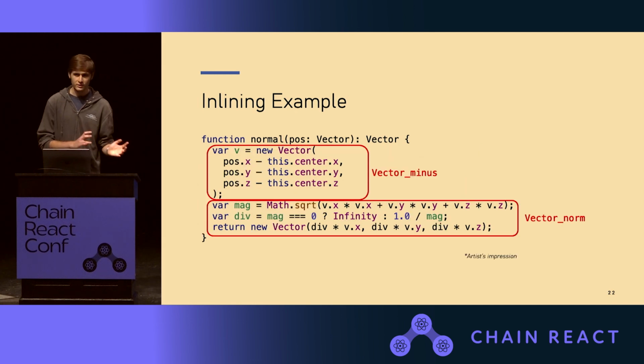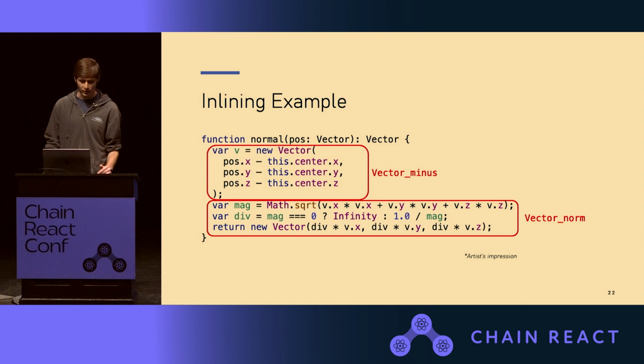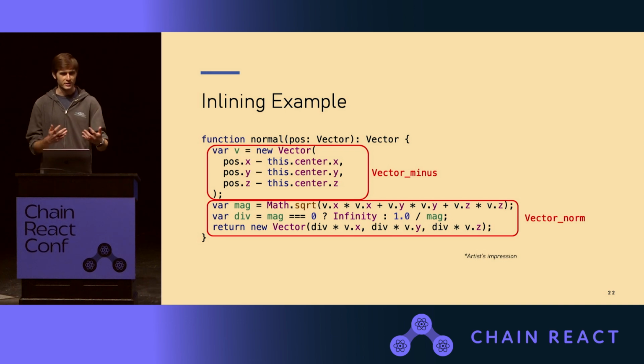The calls to vector minus and vector norm here have been replaced with their contents. We can see in the first section of the code where we previously called vector minus, we've got the contents of vector minus there instead, and the result is being assigned to some local variable v. And where we previously had a call to vector norm, we're just taking the result of the previous call to vector minus and using that as the parameter.